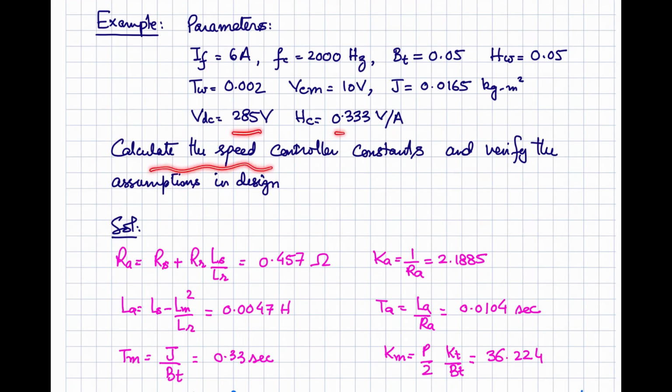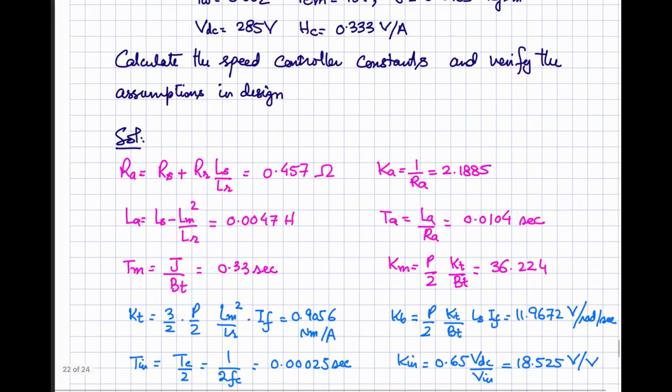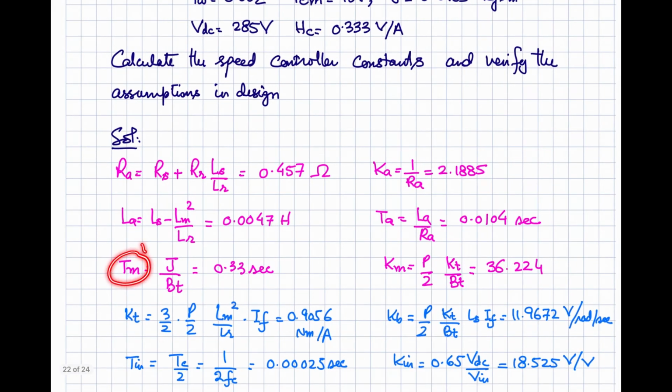And we need to calculate the speed controller constants, and then we are going to verify the assumptions that we have developed in the discussion of the design. So the first step is to simply calculate the parameters that we have discussed above. You have these basic definitions. You can find out the armature constant, then the Ka that is used in the design, the armature inductance, then the time constant of the armature circuit, then the motor time constant.